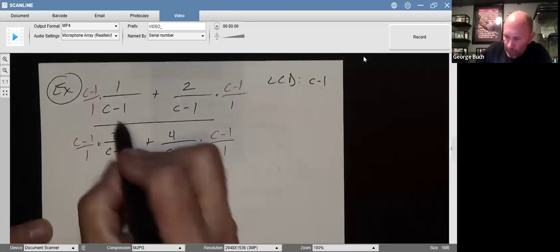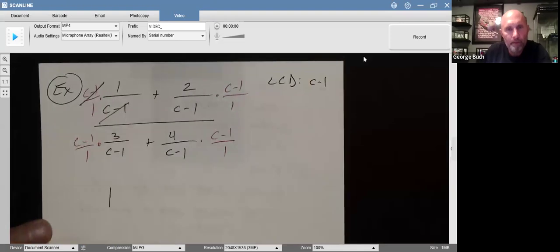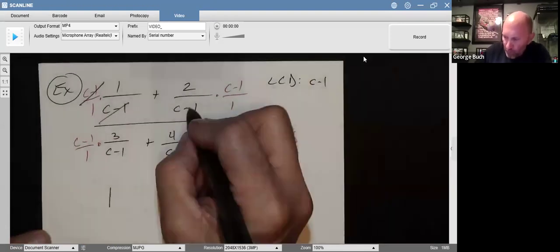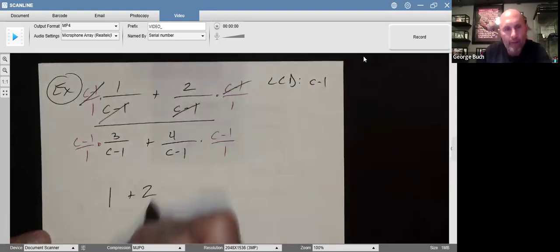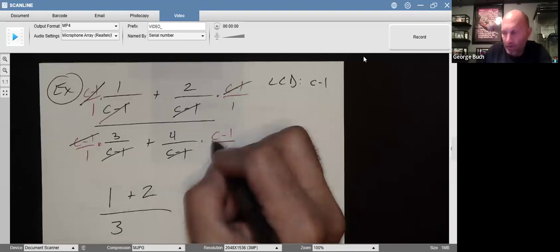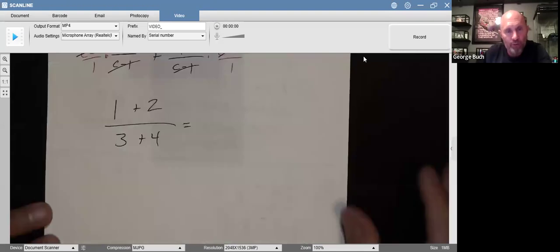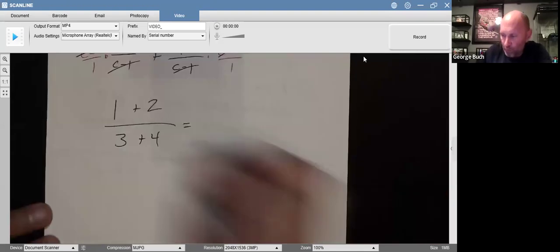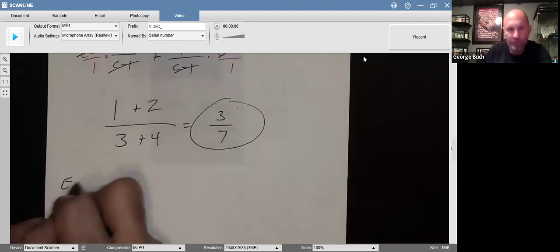So for this first term, c minus 1 cancels with c minus 1. I just have 1 left. Here, c minus 1 cancels with c minus 1. I have 2 left. C minus 1 cancels with c minus 1. I have 3. And c minus 1 cancels with c minus 1. So now I have 4. So again, all the fractions are gone. So 1 plus 2 is 3. 3 plus 4 is 7. Your answer is 3/7.